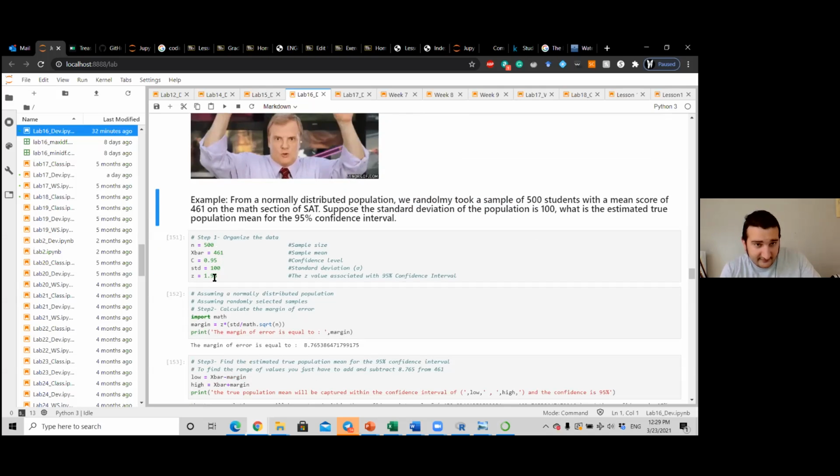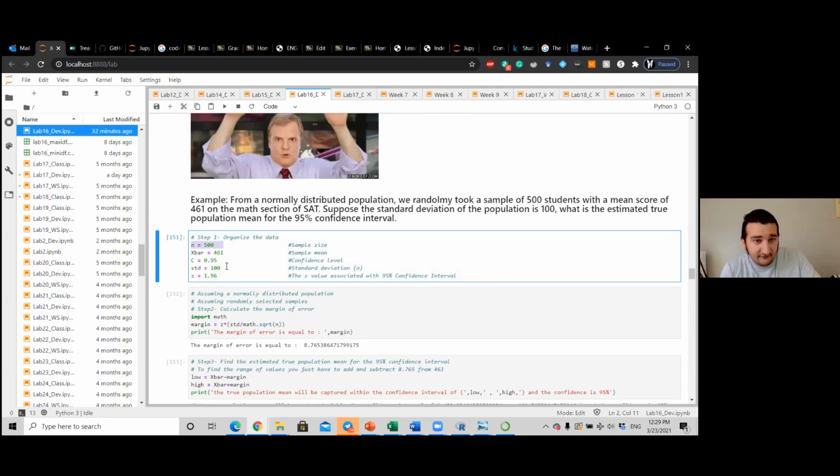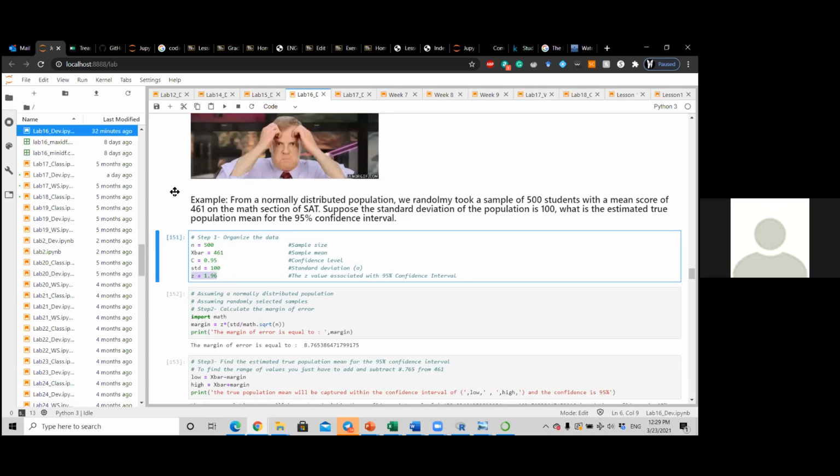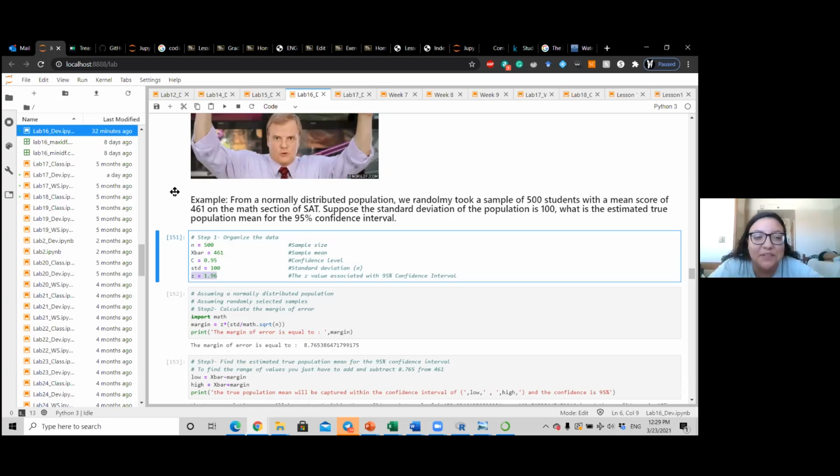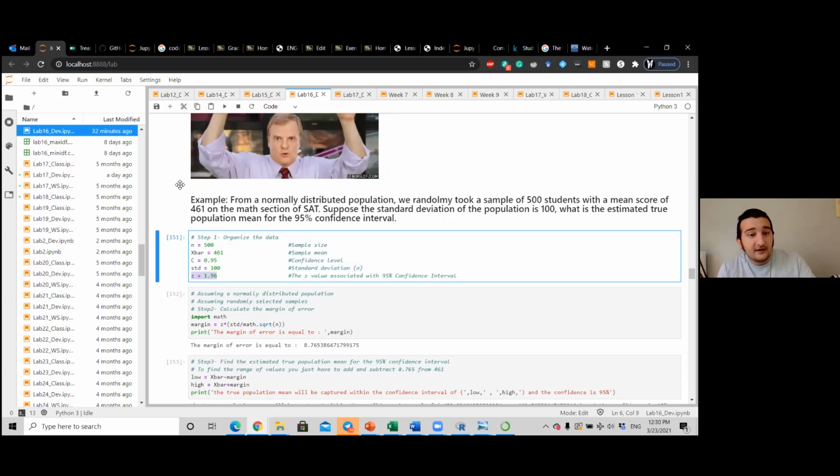So step one, let's set up the parameters: a sample size of 500, a sample mean of 461, confidence level 95%, standard deviation 100, z is equal to 1.96. What is that? The z-score. Where did I get that? From the Z table. There is a table out there that you can easily Google and find if you hate books. And you can use that table to get the Z value associated with different confidence intervals that you want. So for 95%, that is 1.96.